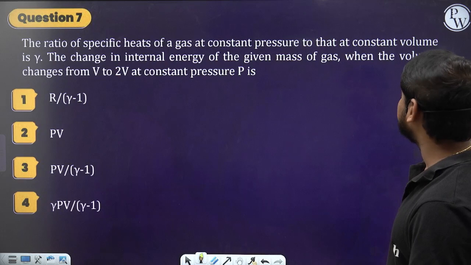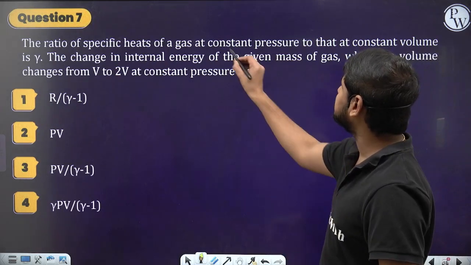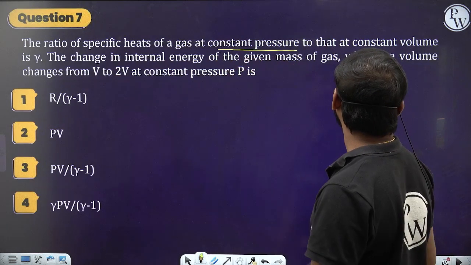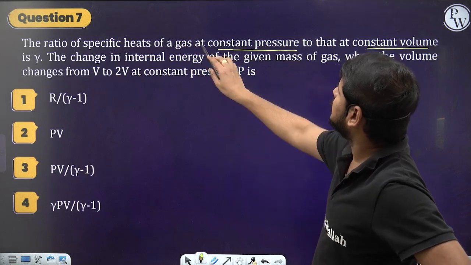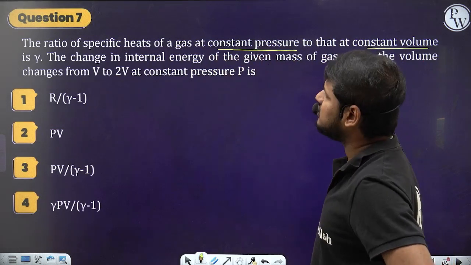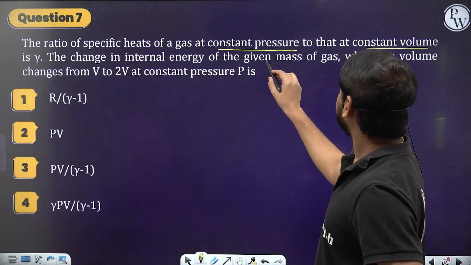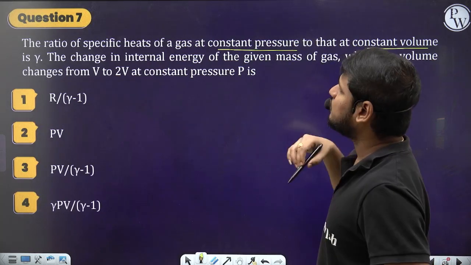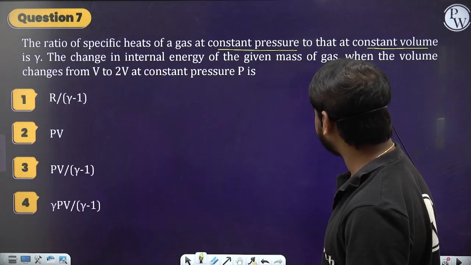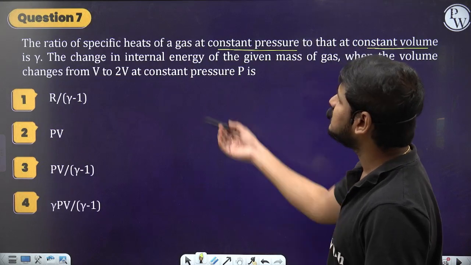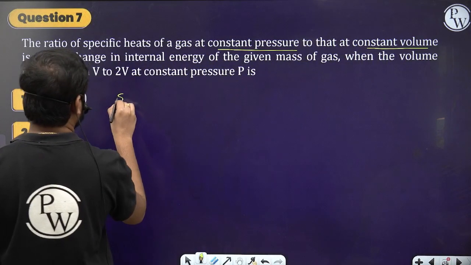Can you take this as homework? The ratio of specific heats of a gas at constant pressure to that at constant volume is given. Cp by Cv is gamma, we know that. They ask for the change in internal energy of the given mass of the gas when the volume changes from V2 to V at constant pressure P. So what is the change in internal energy in terms of gamma that we require?